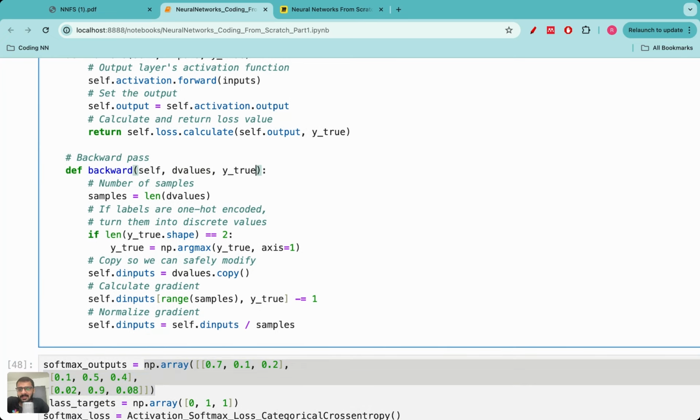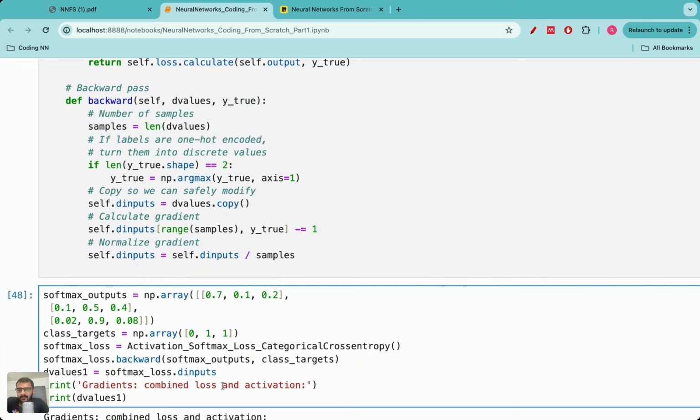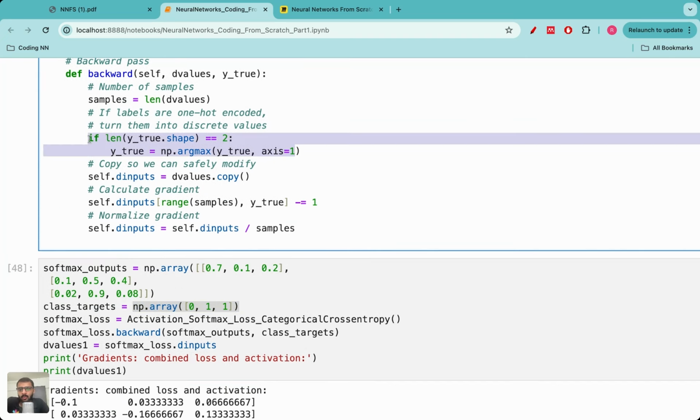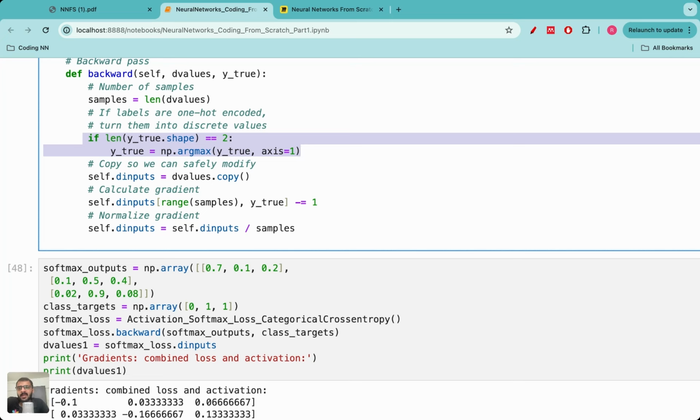Remember, the class targets in this case are already discrete. They are 0, 1, and 1. So let me mark them here. The class targets are already discrete, 0, 1, and 1. So this part of the code won't be invoked, because if we calculate the length, it will be equal to 1. This part of the code is only invoked when we have the class targets as one hot encoding.